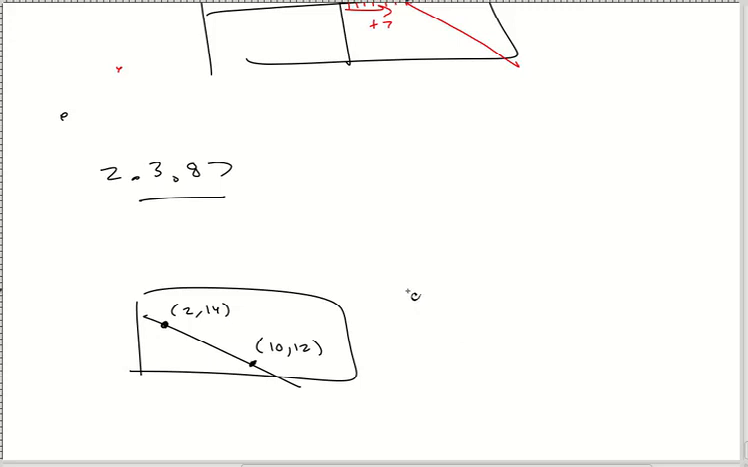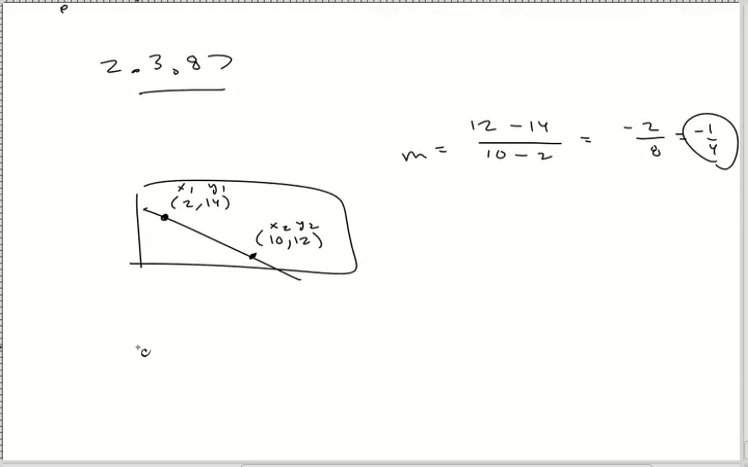Now, I remember this problem being really picky. There was one problem that was really picky, but we're just going to go and do it. So, regardless, let's just do the math. So, m, my slope, is equal to, let's say this is x1, y1, x2, y2. So here we go. I got 12 minus 14 divided by 10 minus 2. -2 over 8. So I got a -1/4. That's my slope.